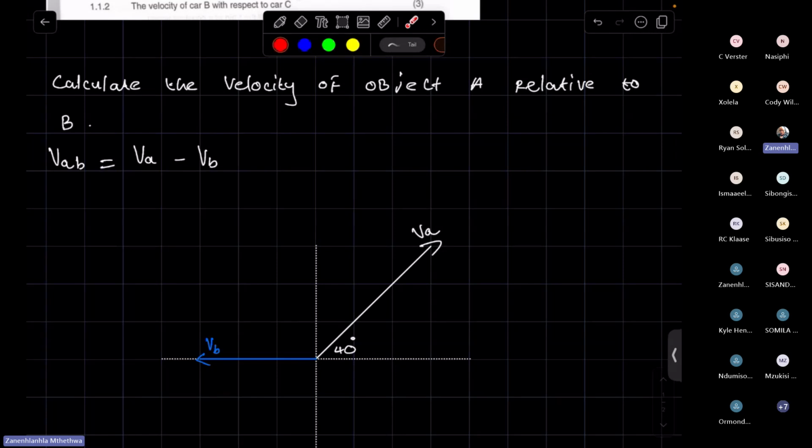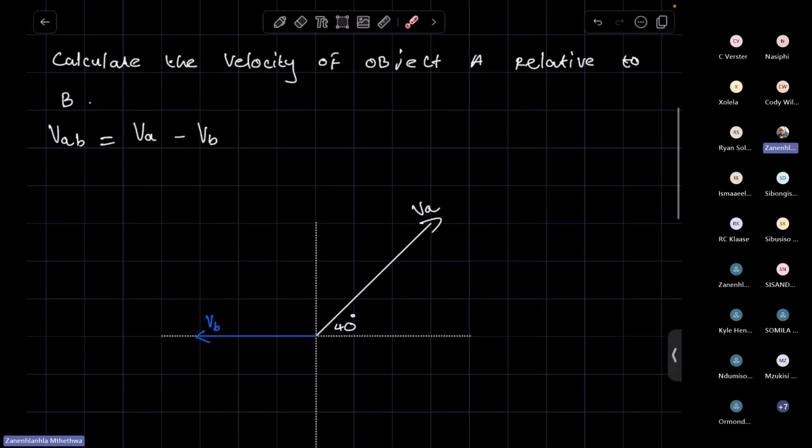Yes, sir. Now, even in such a case, because we're still looking at relative velocity, we're still going to look at which object we are taking as the object and which we are taking as our frame of reference. Now, in determining the velocity of an object relative to its frame of reference, we make use of two methods. One method is the method of components.